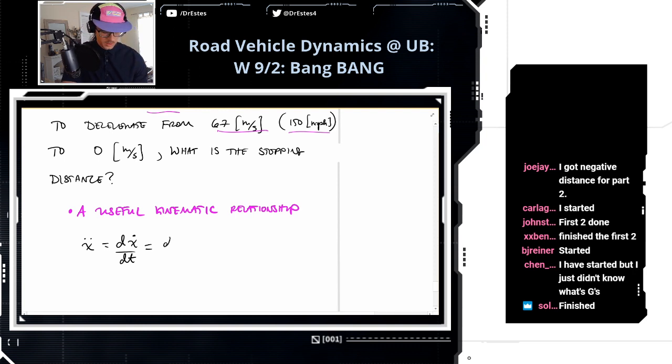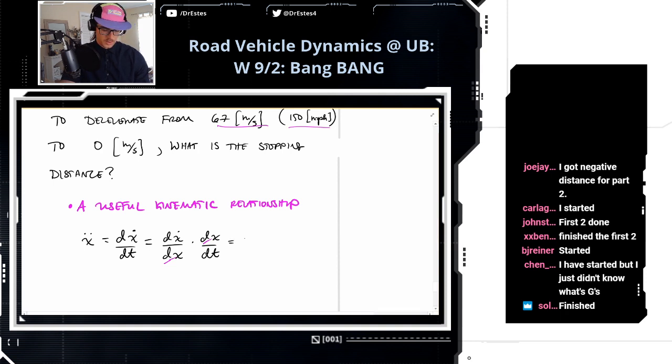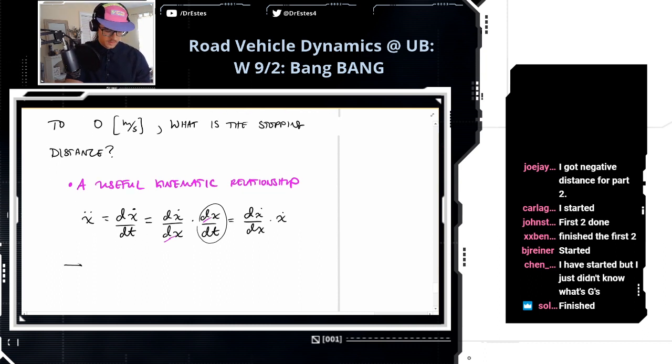But you can expand this out as the derivative of velocity with respect to position times the derivative of position with respect to time. So if you were to multiply this out, the dx's would cancel and it would still be equal, right? Okay. So this is equal to dx dot over dx times x dot, because dx/dt is just x dot. So we have this cool little relationship. Acceleration is the derivative of velocity with respect to position times the velocity.